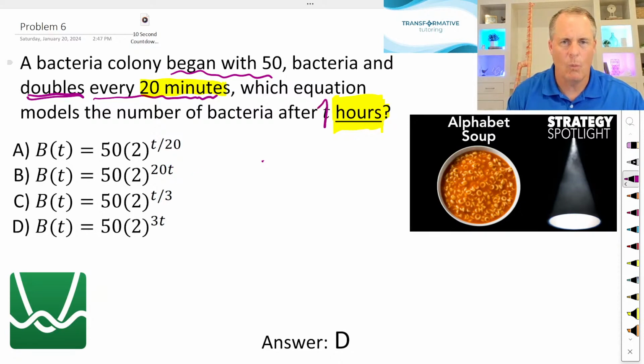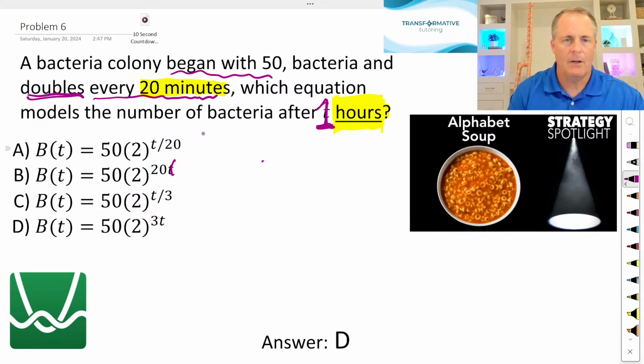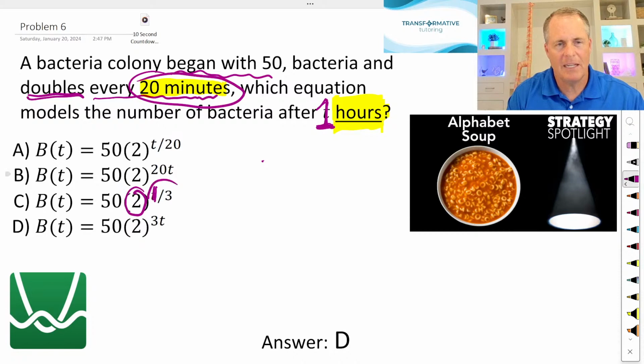What if we just picked 1 hour? Let's think about that. Wouldn't that be an easier number to use besides 20? So if I put a 1 in here, that would mean that this would double, but it would double 20 times in 1 hour. Does that make sense? I hope not. It's only supposed to double every 20 minutes. All right, what if we put a 1 in here? All right, that means that it's going to double, but it's only going to double 1/3 of a time. So it hasn't even doubled in an hour.